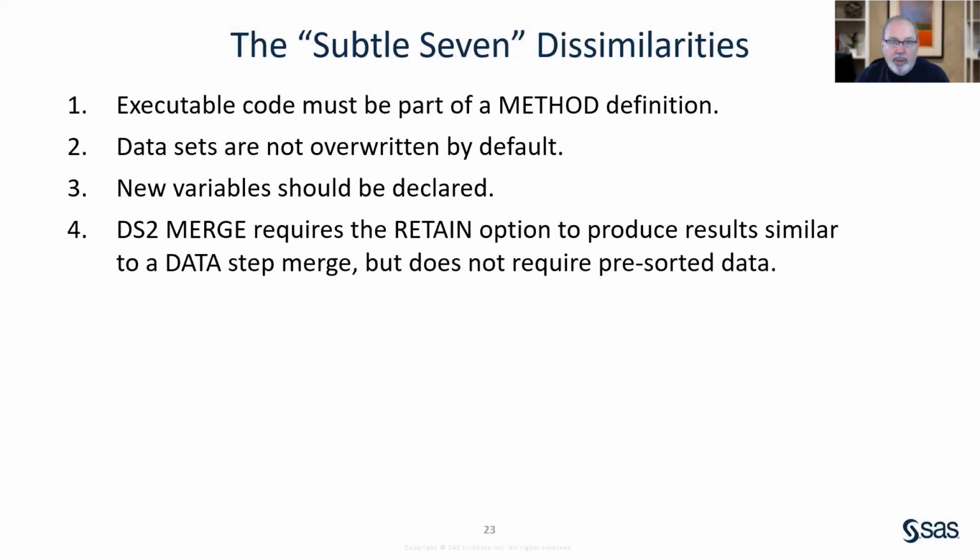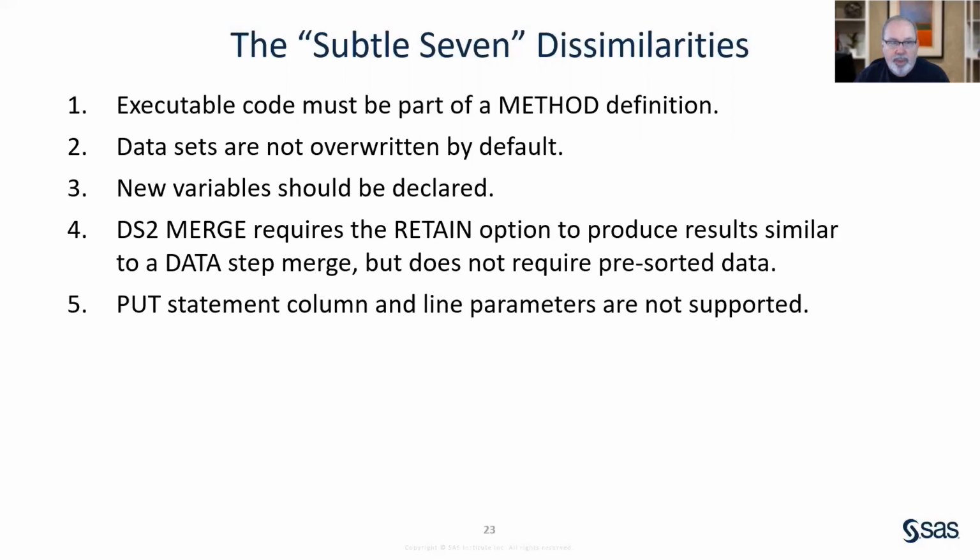The DS2 merge requires a retain option to produce results that are similar to the data step merge, but you don't have to sort your data before you do your merge. In DS2, the put statement doesn't have all those fancy line and column controls, so you can use format to position things as you would when you write stuff to the log, but don't expect the @ signs and slashes to work as they did in a traditional data step. And keywords are reserved words in DS2. It doesn't mean you can't name your data set data anymore. It just means that you'll have to indicate it's an identifier by surrounding it with double quotes.